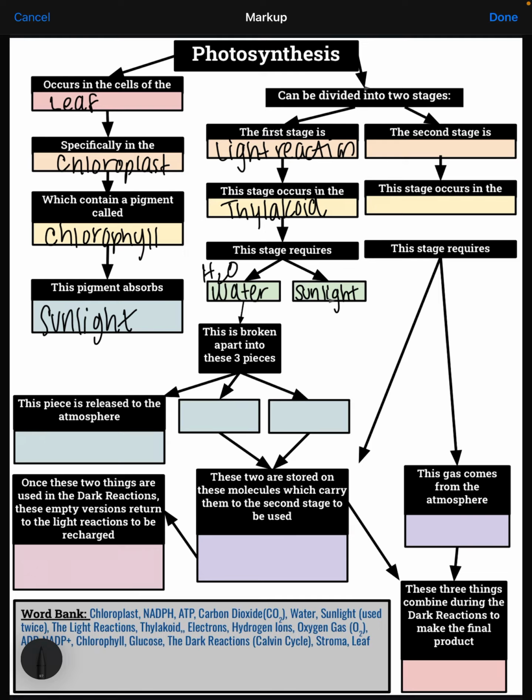And once this stage of photosynthesis takes in water and sunlight, it breaks that water and sunlight into three distinct pieces. It releases electrons. It breaks it down into hydrogen ions, or hydrogen. And it also releases a gas that's really important to us in breathing, which is called oxygen gas.